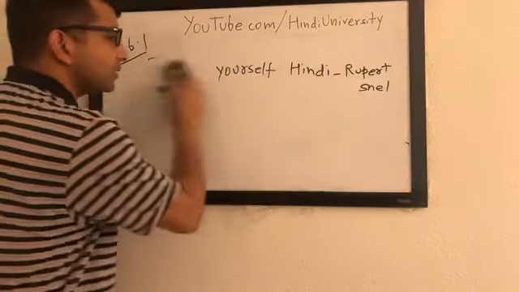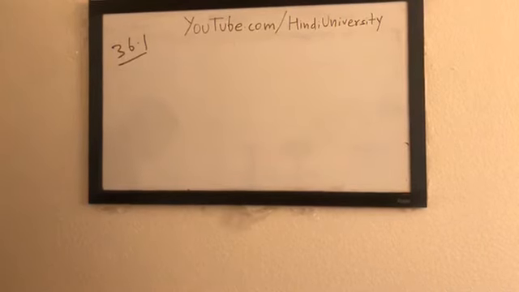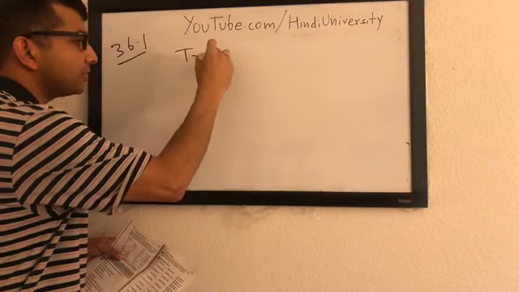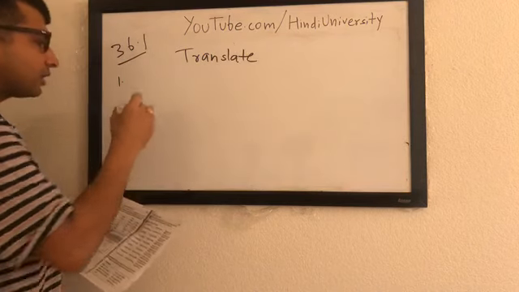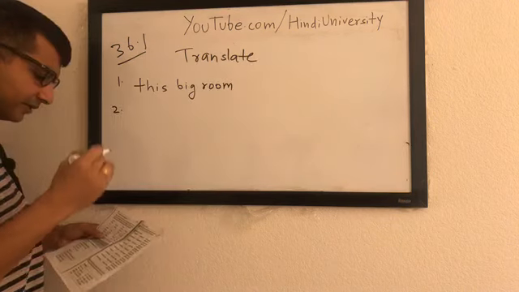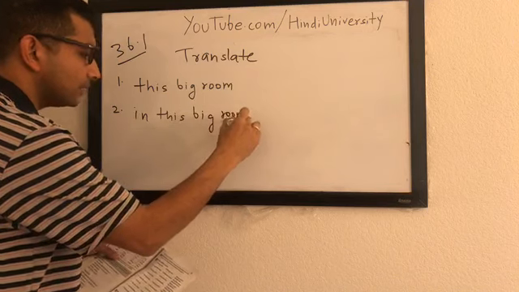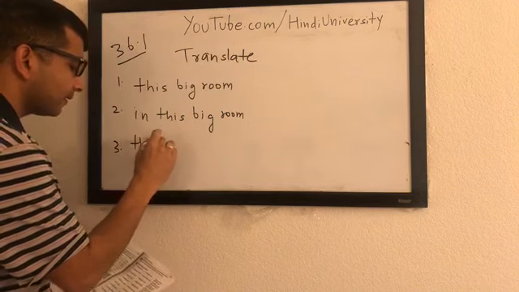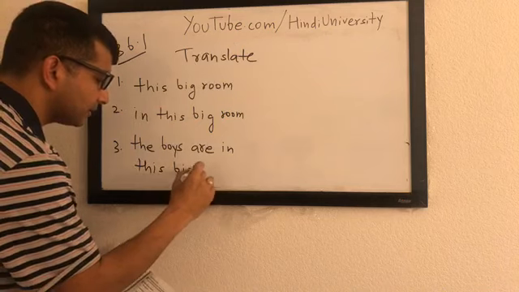We'll start with the very basics, and then we'll increase the complexity. Go to 3B1. Section 3B1 is all about translation of what is being covered throughout chapter number 3. Example number 1: the author is asking to translate "this big room." After that, the author is asking for "in this big room." And the third, they're asking to translate "the boys are in this big room."